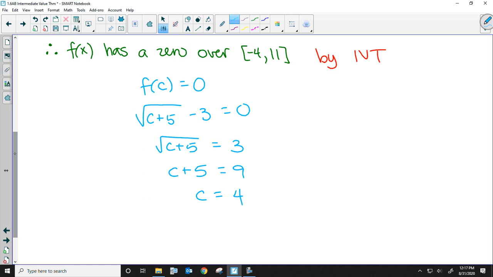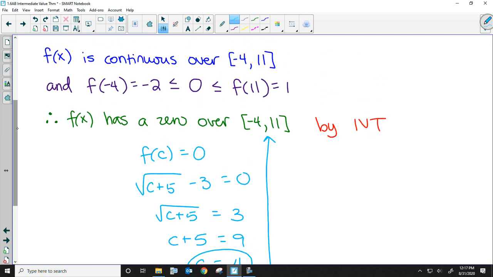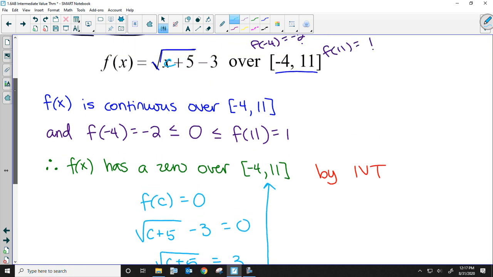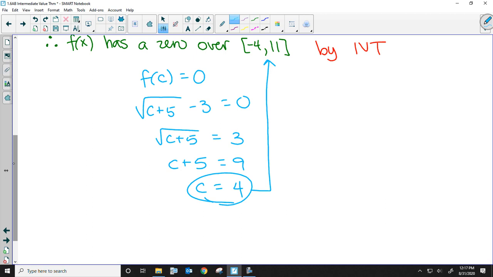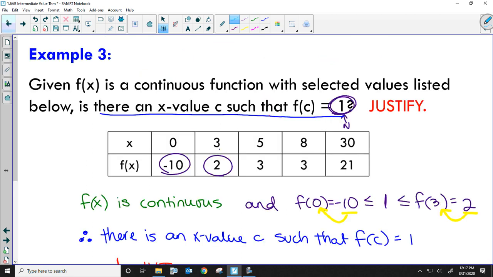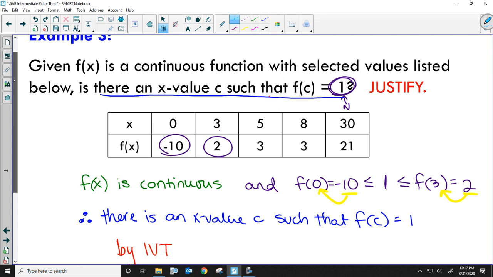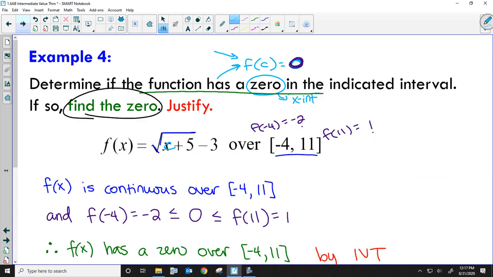Now double check, make sure that that c value is in the interval that you're saying it is, right? And it sure is. So we have found the c value. So I justified, that's in the blue and purple, green and red. That's your justification that c exists. But then because we actually have the function, we can do some algebra and solve for c. Remember, on the table, we couldn't do any algebra to solve for c. So we couldn't do that last part.